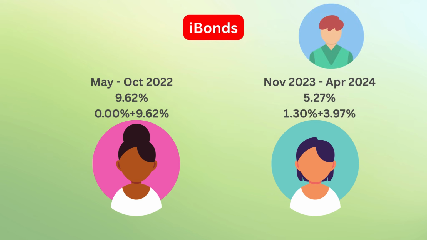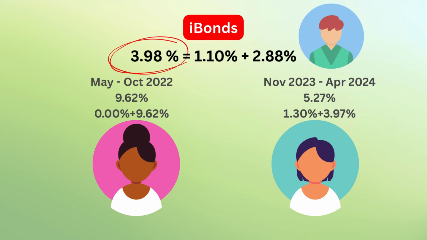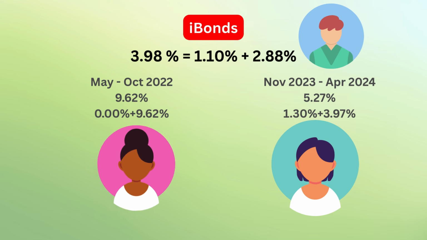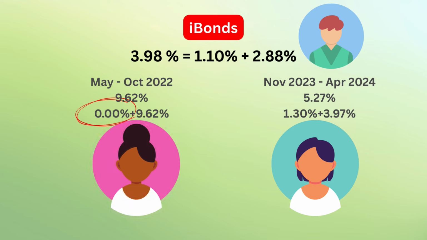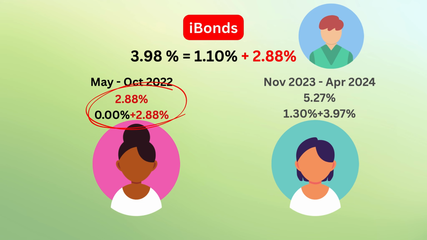As of August 2025, the current rate is 3.98%, made up of a 1.1% fixed rate and a 2.88% inflation rate. So if you start now, your total rate is 3.98%, but here's where it gets interesting. Those who started during the 9.62% period in 2022 have a 0% fixed rate, so their current rate is only 2.88%, just the inflation portion.